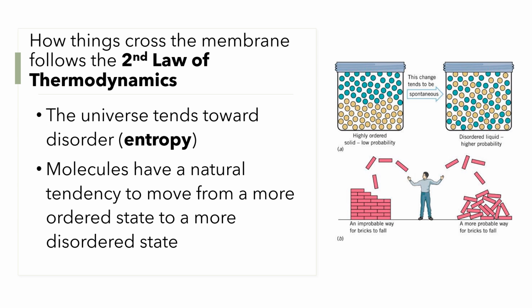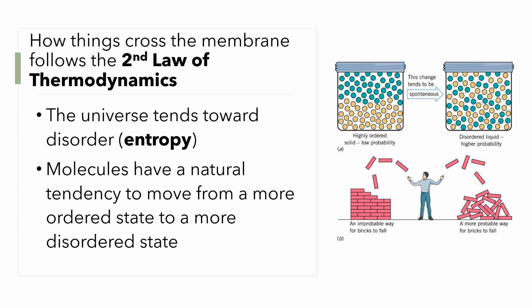So when we talk about how things cross the membrane, we have to understand the second law of thermodynamics. And that is that the universe is trending towards disorder. It's entropy. Entropy is a measure of disorder or chaos in the molecules of the universe. So molecules have a natural tendency to move from an ordered state to a disordered state, where everything is equal.